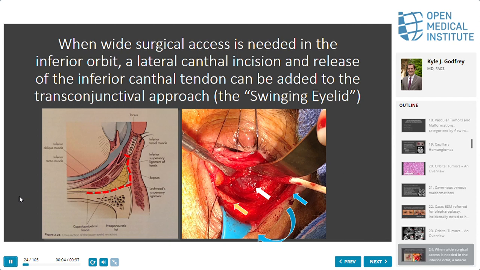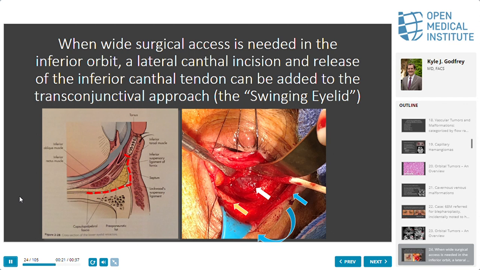Because of that location in the infratemporal quadrant, we took what's called a swinging eyelid approach. So we went transconjunctivally through the retractors. We stayed in front of the orbital septum, followed down to the orbital rim, and then entered subperiosteally into the orbit. And I'm not sure how well this image is projecting, but this is our lesion right here.